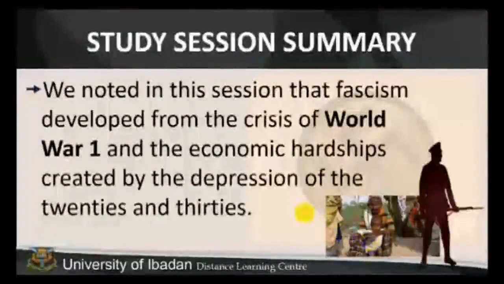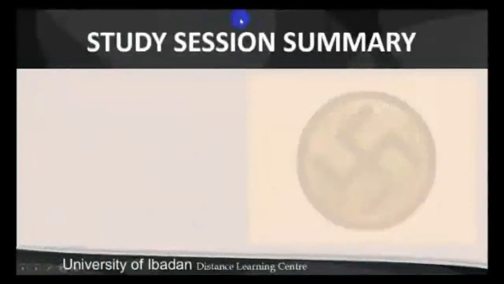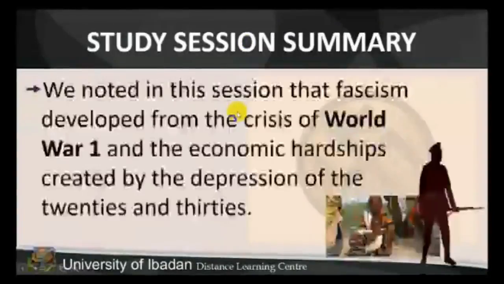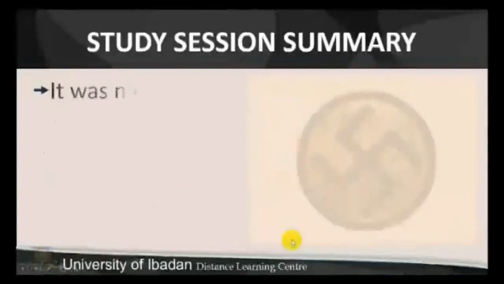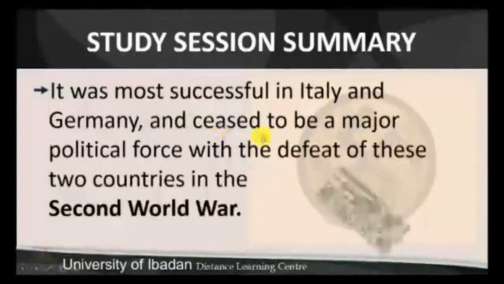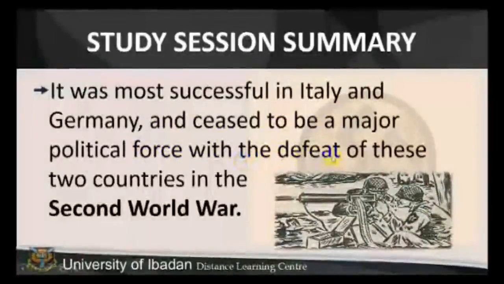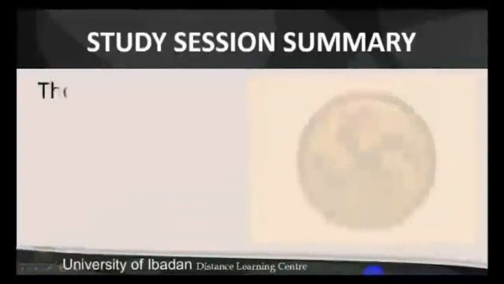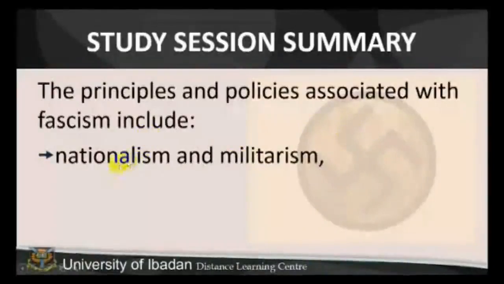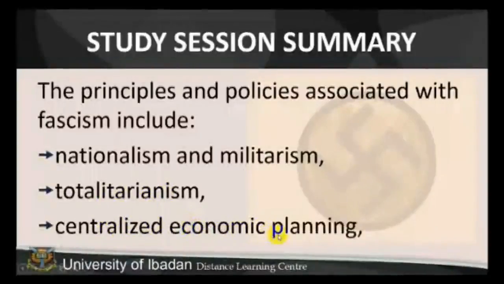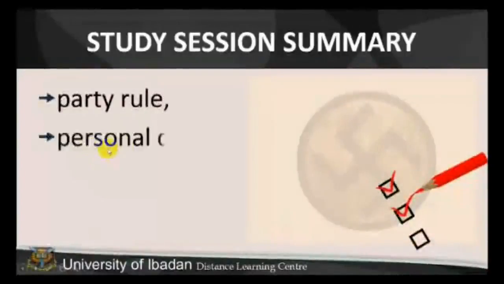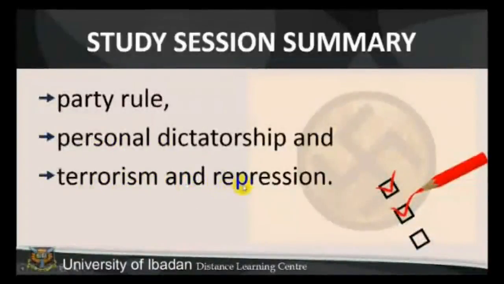Study session summary. We noted in this session that fascism developed from the crisis of World War I and the economic hardships created by the Depression of the 20s and 30s. It was most successful in Italy and Germany and ceased to be a major political force with the defeat of these two countries in the Second World War. The principles and policies associated with fascism include nationalism and militarism, totalitarianism, centralized economic planning, party rule, personal dictatorship, and terrorism and repression.